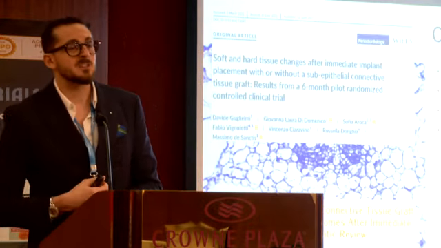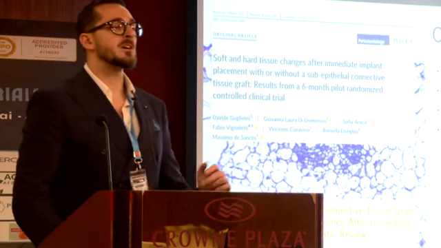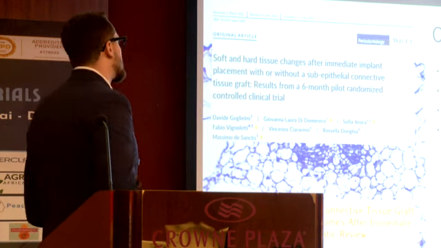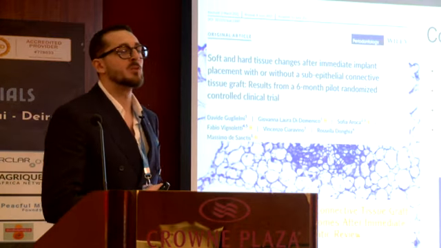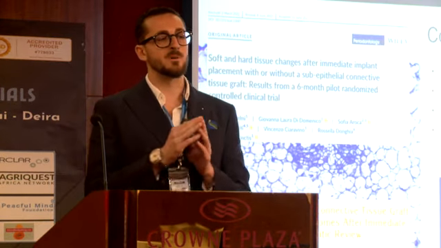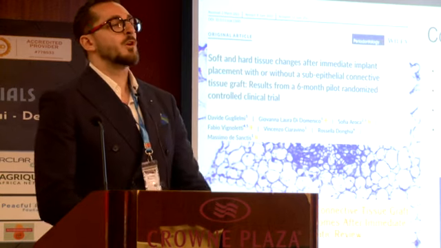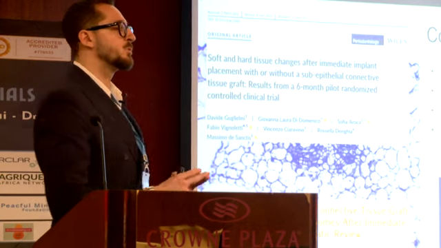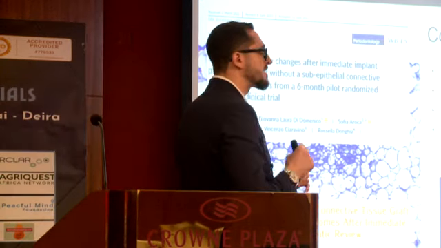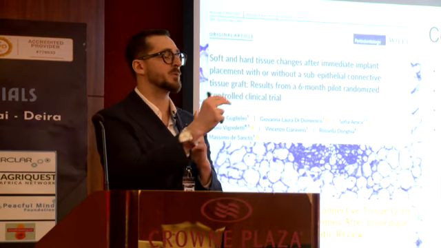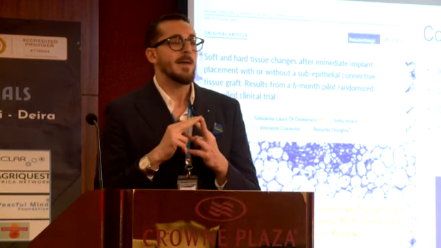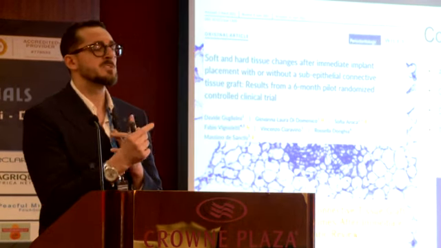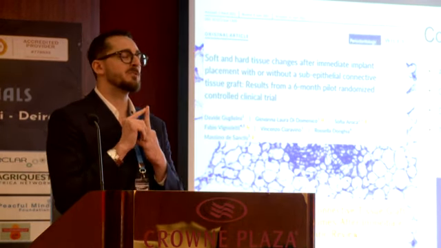I always practice a connective tissue graft in both thick and thin phenotypes. Why? Because I want to compensate for the bone volume loss, and remember, I just want to compensate. You don't have to over-contour with soft tissue because you will fail in two things. The first is that you will have an over-contoured crown, which is basically a failure from the aesthetic point of view. And also, if you over-contour too much with the soft tissue, you will have a light reflection defect.